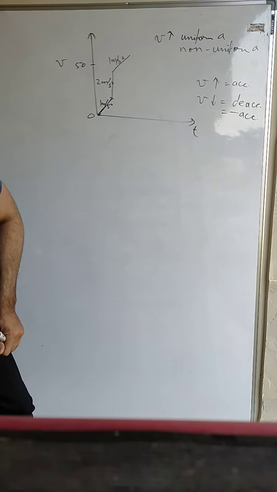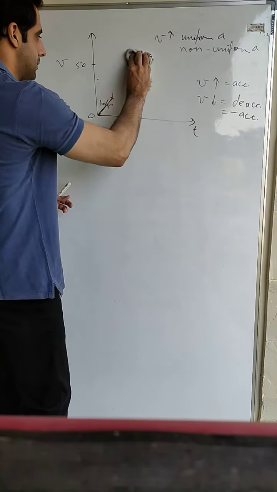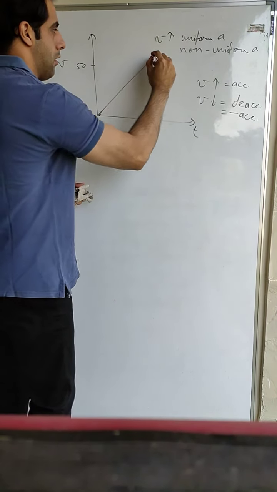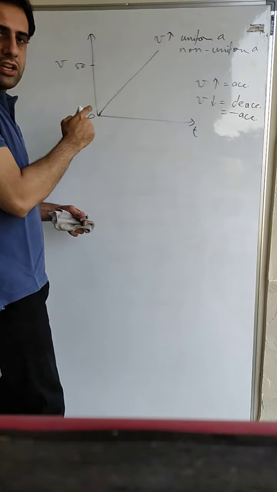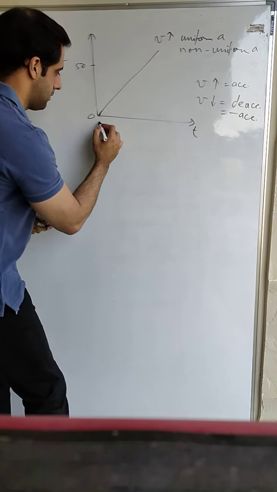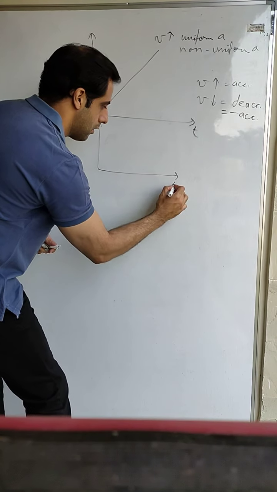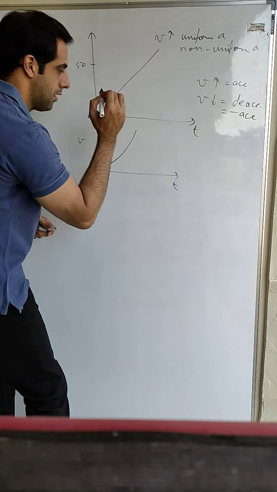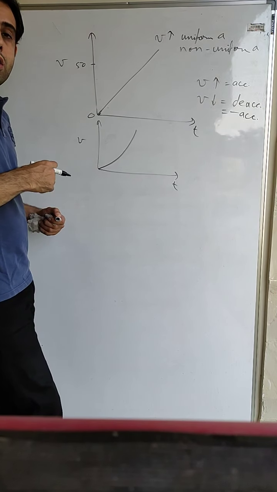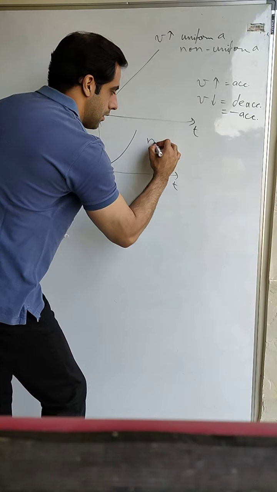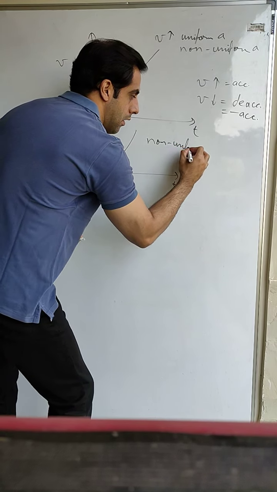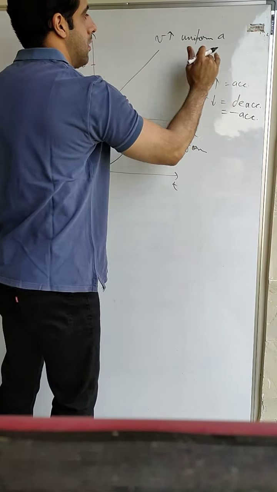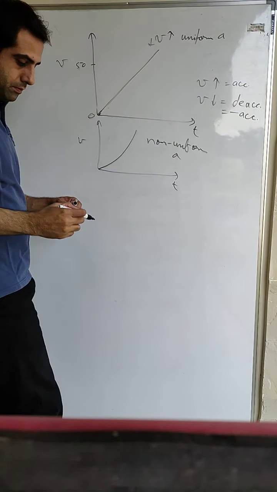Okay, so I will draw the two graphs separately. This is velocity increasing with uniform acceleration, and this is velocity increasing with non-uniform acceleration. I'll write it here. Non-uniform acceleration, and this is uniform acceleration. Okay.